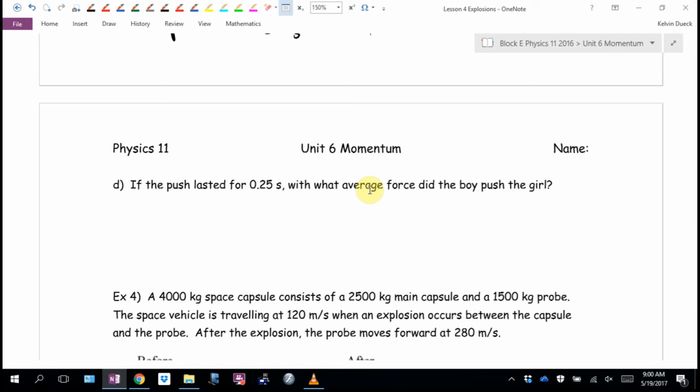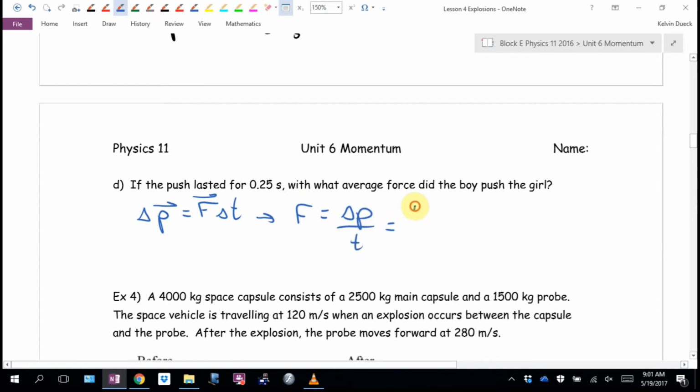D, if the push lasted for 0.25 seconds, a quarter of a second, with what average force did the boy push the girl? What did we just find? Impulse? And impulse has force and time as well. Now I think I'm going to pull out the fact that impulse is force times time. How would I get the F by itself? Okay. So the force is going to be the impulse divided by the time. What was the impulse? 144 divided by 0.25.